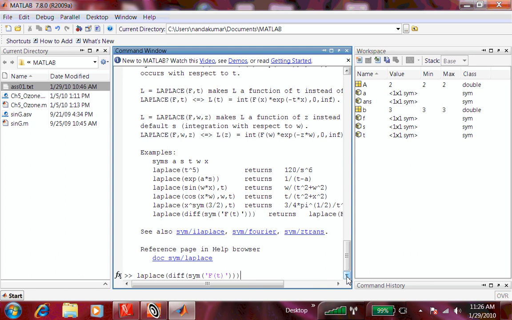All of this is going to return a symbol for me, which is f of t. Then I pass it to a function called diff. What do you think it could stand for? Derivative. So it's going to take the derivative of that function with respect to t. That derivative is then passed to the Laplace transform. So this is a function within a function within a function. The way it executes is it starts from the innermost, evaluates the result, passes it to the next one, evaluates the result, and passes it to the next. You can enter each one of them individually.